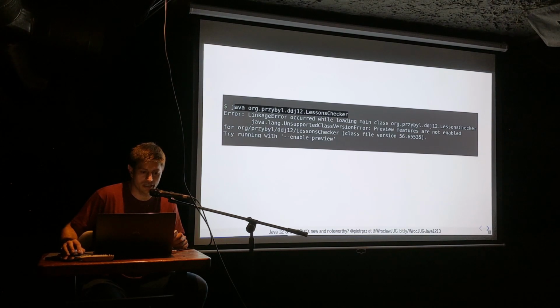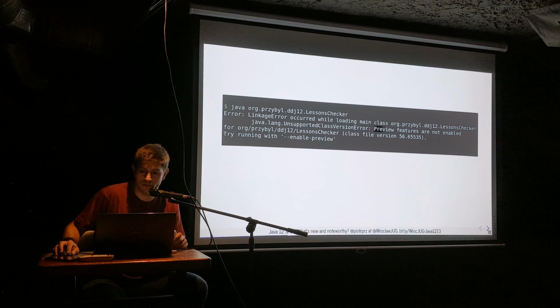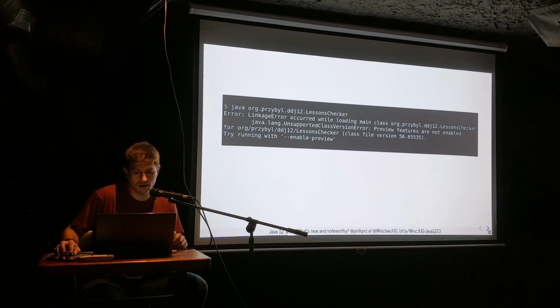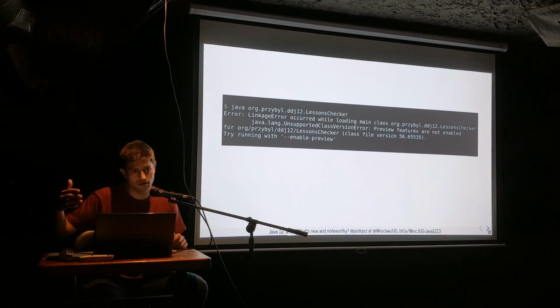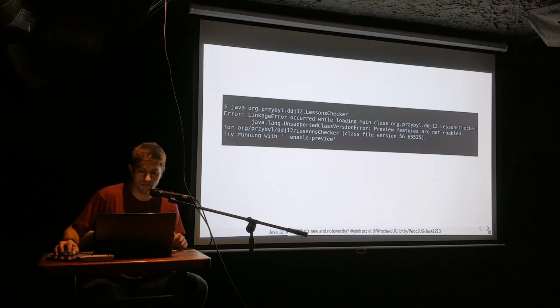Then if I decide to run it and I don't explicitly set enable preview again, it simply warns me that preview features are not enabled and to try running with enable preview, as you can see. And also this is the version tag, because for Java, if you compile code for a certain version of Java, the version of the class file is going to be 44 plus the version of Java. So for Java 12, it's 44 plus 12, that's why it's 56.